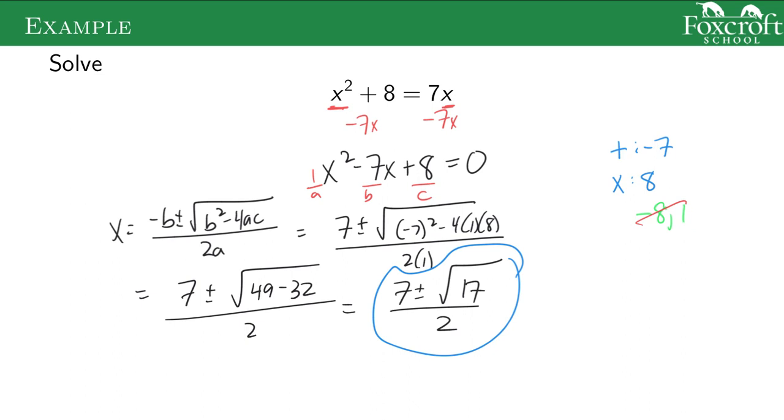So you can see the thought process I went through. Can't use square roots, so I get 0 on one side. Couldn't figure out how to factor it, so I do the quadratic formula.